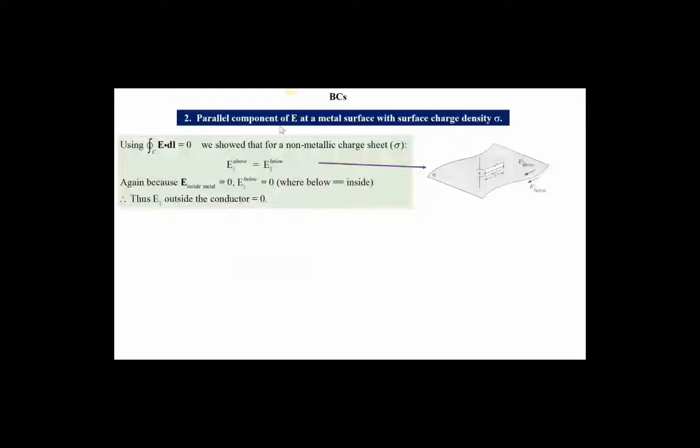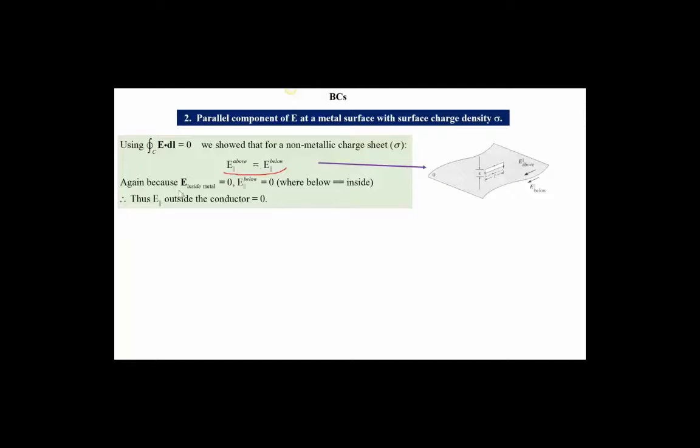What about the parallel components? We use this path here to prove that the parallel component of E above was equal to the E parallel below. And that resulted from the fact that if we take a path around a closed loop and integrate E over a line integral over this path here, we'll get 0 because the path is closed, and to conserve energy that will be 0. And then using this dimension here very small and this dimension very close to the surface and not very large, we quickly came to the conclusion that having that go to 0 required that the parallel component of E above and below are equal.